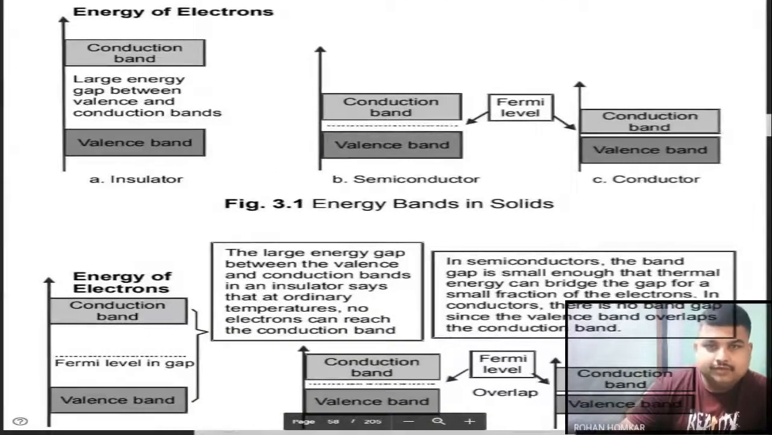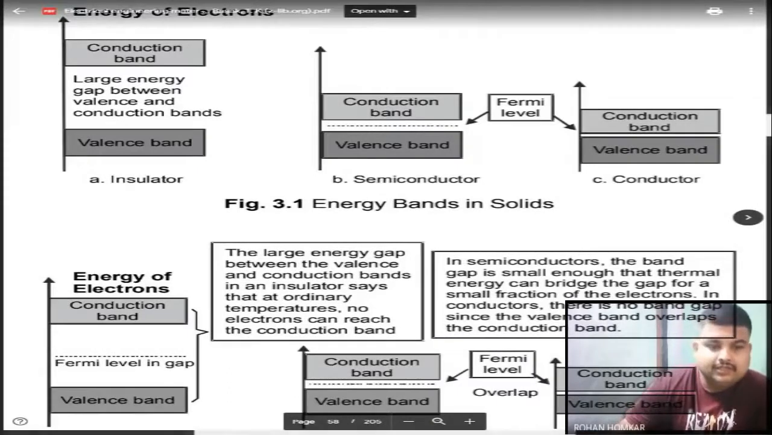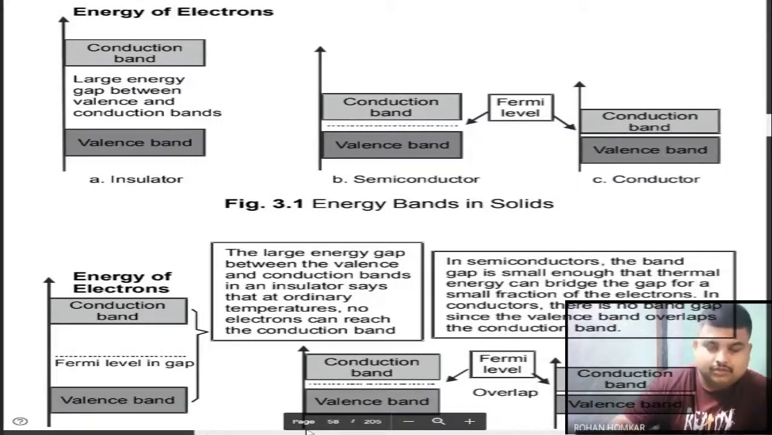I think it is visible now. So when we talk about the energy of electrons which are present inside the material, there are basically two types of bands. One is called a conduction band and one is called a valence band, where we don't have any difference between these two bands, then we call it a conductor.